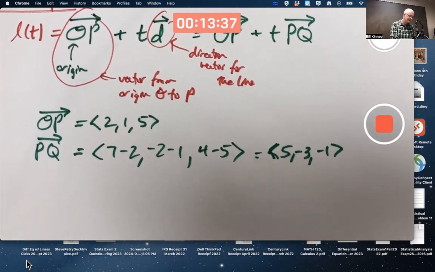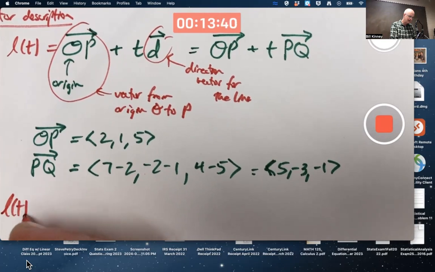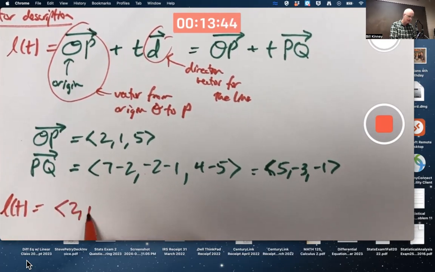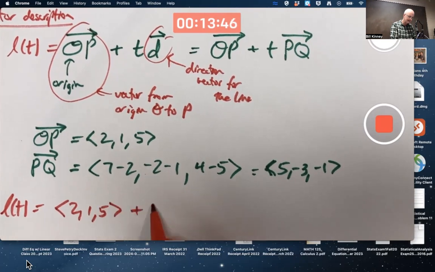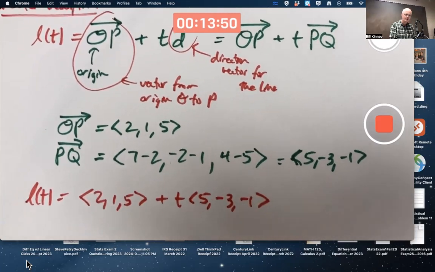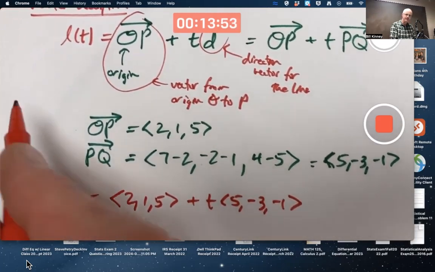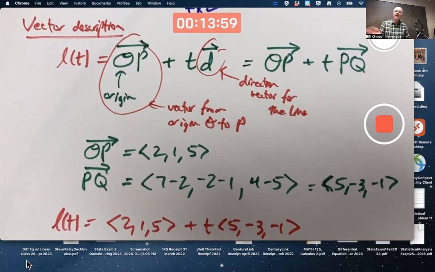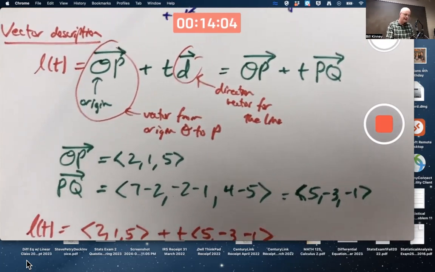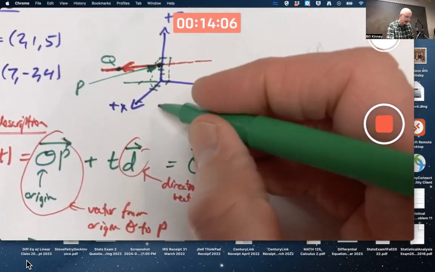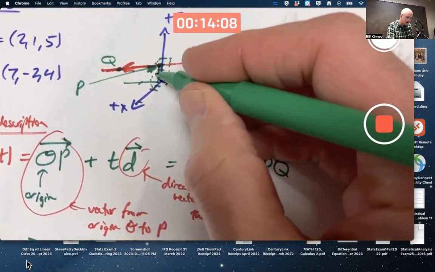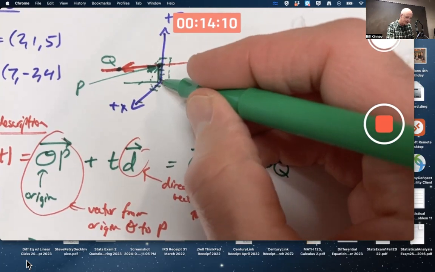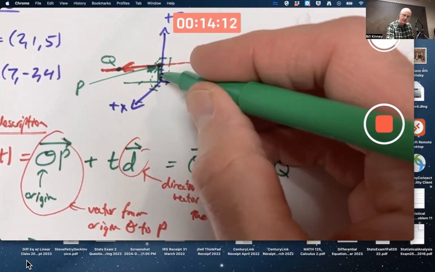Combine these things. L of T is going to be 2, 1, 5 plus T times 5, negative 3, negative 1. That would be the vector description. As T varies, you've got this fixed vector from the origin to P, this little green arrow that I just drew right there.